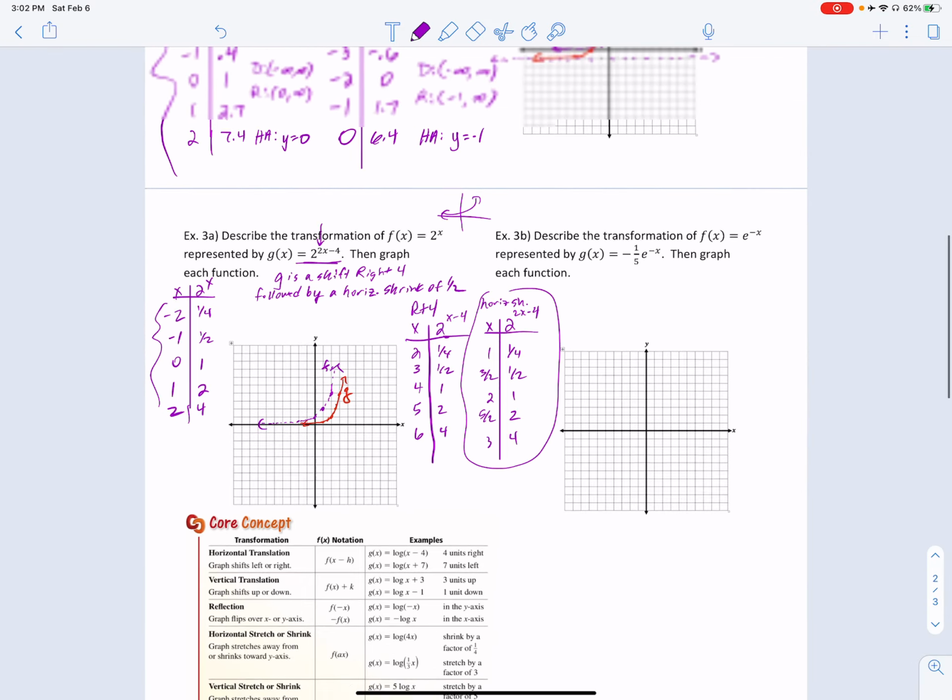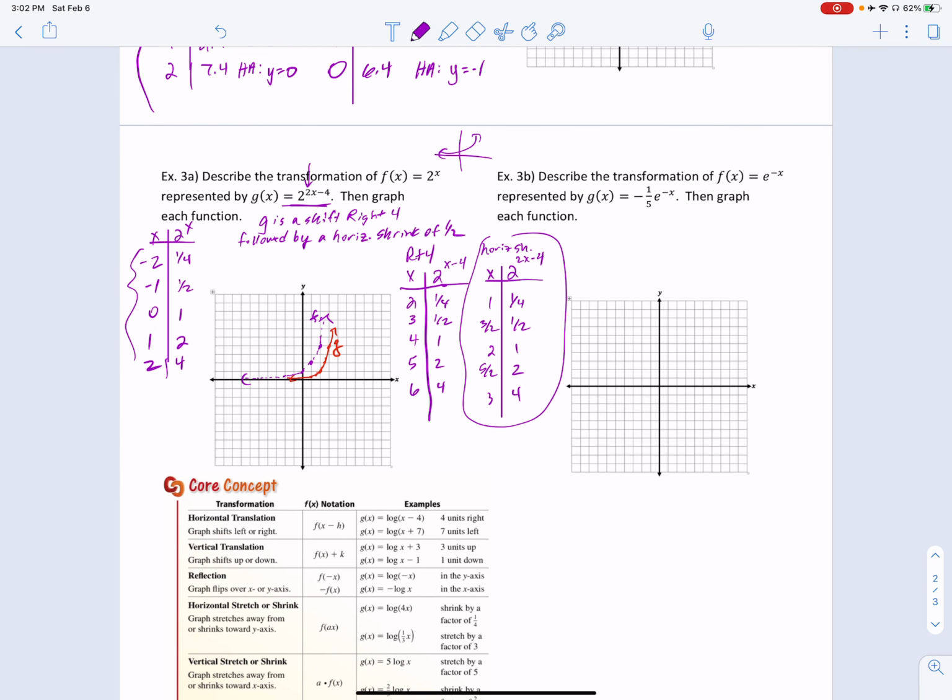All right, let's look at 3b. On 3b, here we have this e to the negative x. And so remember e to the x, those 5 values I want you memorizing. Negative 2 is 0.1, negative 1 is 0.4, then we have a 1, a 2.7, and a 7.4. And then the negative x is a reflection in the y-axis.